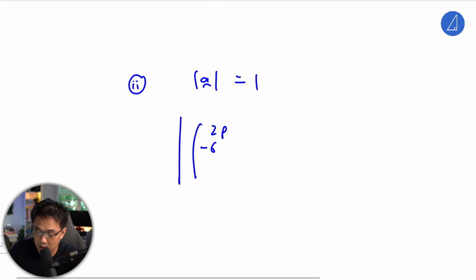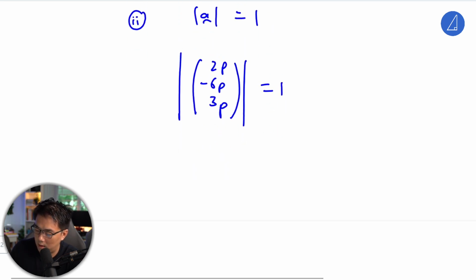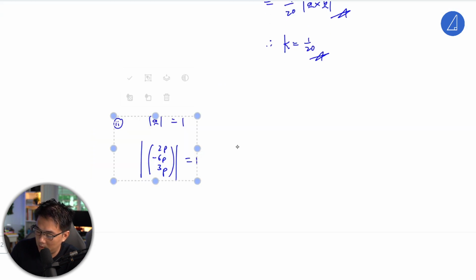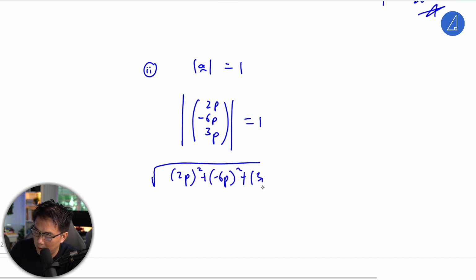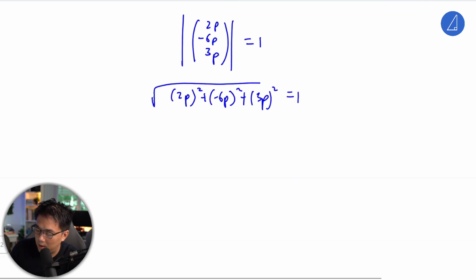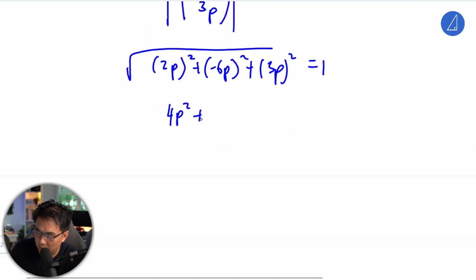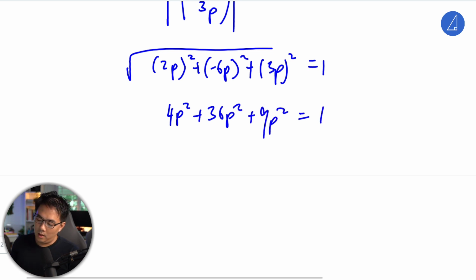What you need to understand is for part 2, mod A is equal to 1. And since A is (2p, -6p, 3p), I can just use the magnitude here, which is the square root of (2p)² plus (-6p)² plus (3p)² equals 1. So this will be 4p² plus 36p² plus 9p², which will be 49p².